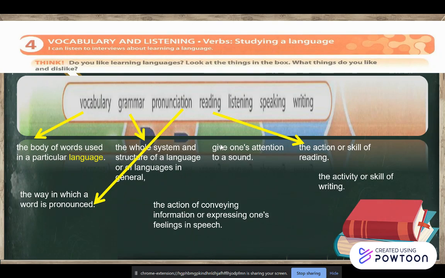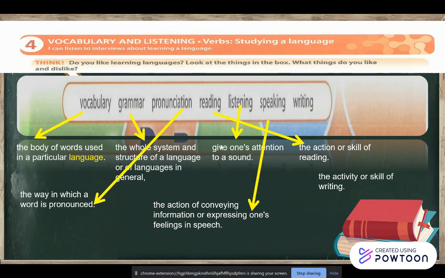Okay, reading a book. So you want to improve your language. For example, you want to improve English, right? So you have to keep reading lots of English books. Listening, give one's attention to a sound. That means you have to listen to the sound that you are using in English. If you want to improve your English, you have to listen to more songs, let's say, and listen to teacher carefully when I'm speaking so that you can copy certain words of the way I'm pronouncing the words.